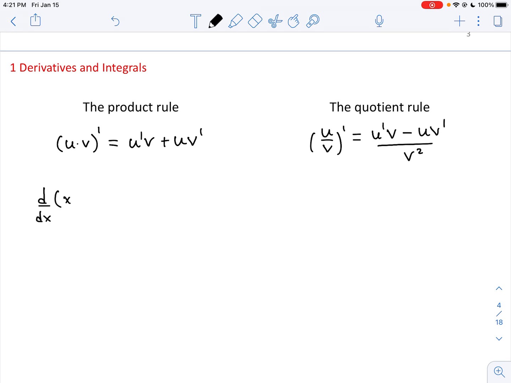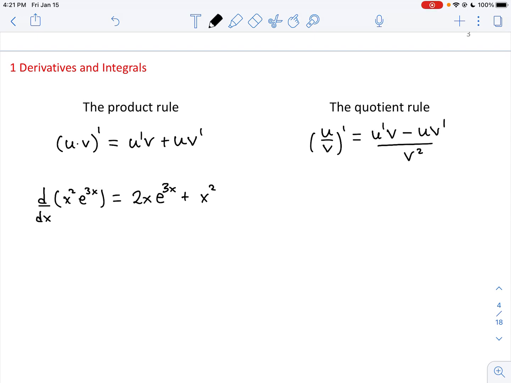So the derivative of x squared times e to the 3x. The product rule says do the derivative of x squared, which is 2x, so that's the u prime, times the v, so times the next part, and then plus the first part, which is x squared, the first factor that is, times the derivative of e to the 3x.